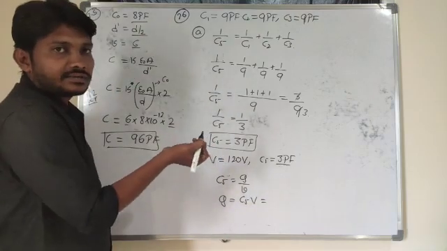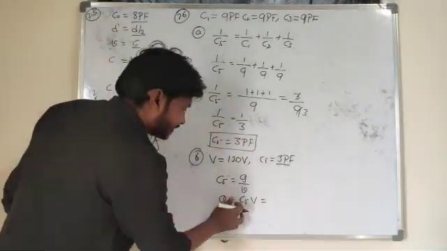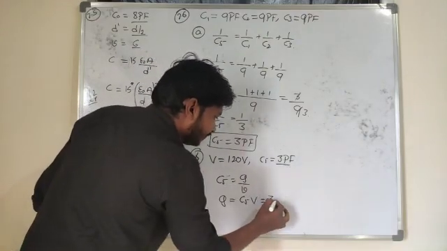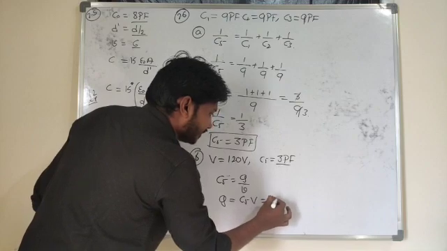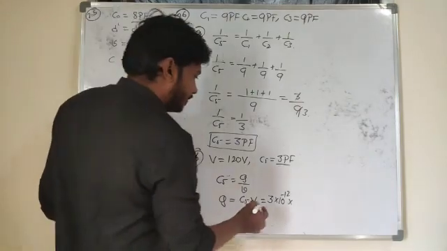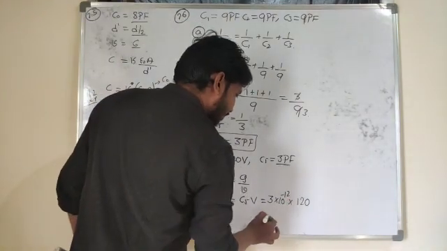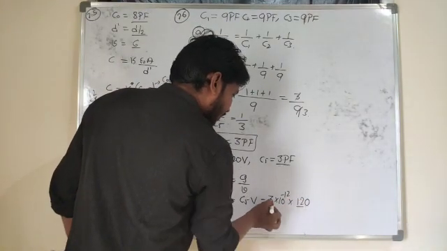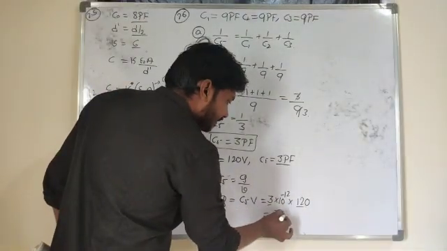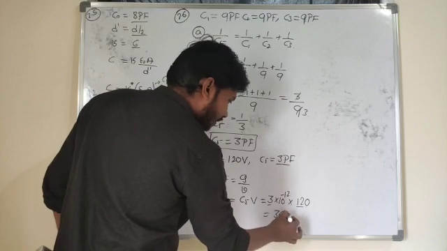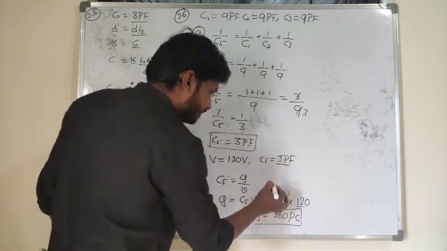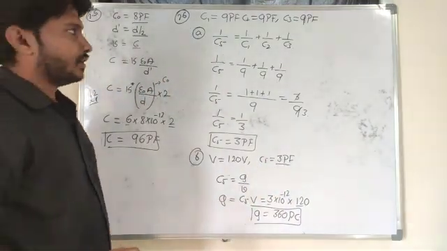Why? Because in case of series combination, the charge will remain the same. C of S is 3 picofarad here, so 3 into 10 to the power of minus 12. V is how much? 120 here. 120 into 3, so that is 360 picocoulomb here. So 360 picocoulomb, or 360 into 10 to the power of minus 12 coulomb.